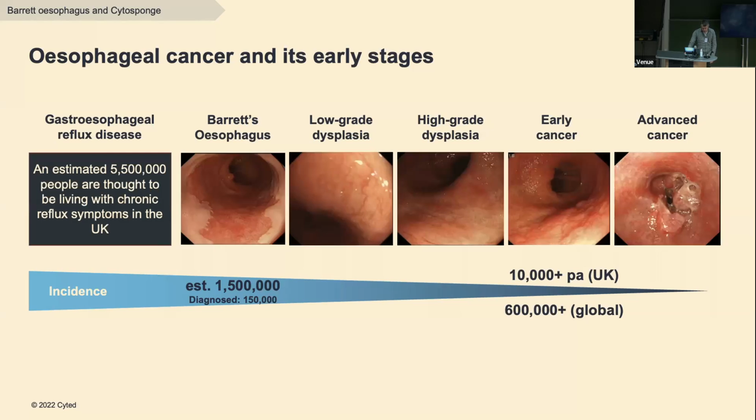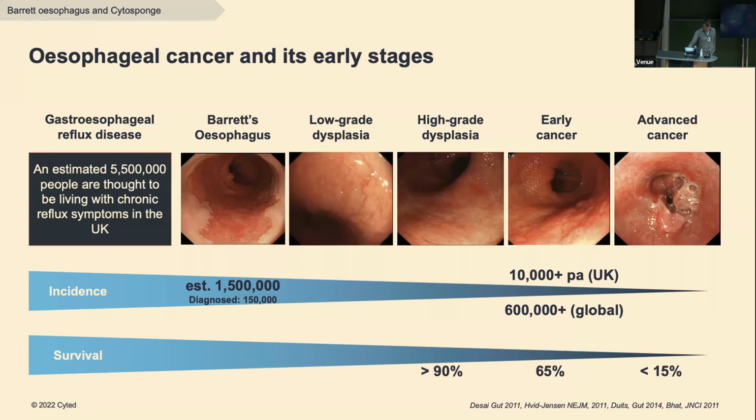So it's useful to think about the incidence of these various stages. GORD is actually quite widespread as a problem, over 5 million people. Barrett esophagus is very under detected. So it's conjectured that in the UK, it would be probably over 1 million, probably 1.5 million people. The number diagnosed is 10% of that. So it's a vastly underdiagnosed problem, we believe.